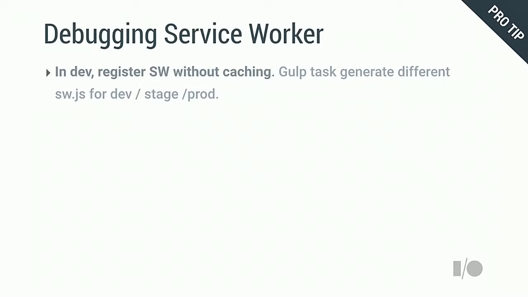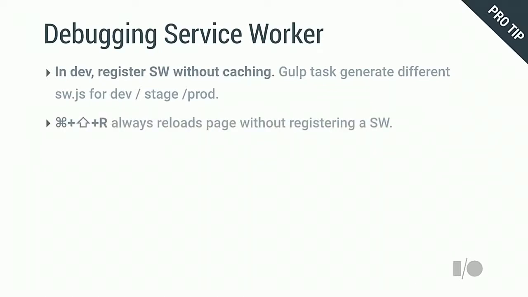So the first thing is, if you're developing, do not turn on caching. Do not use the cache API. For us, we actually have a couple of gulp tasks that generate different versions of Service Worker for our development environment, our production environment, and our staging environment. And for dev, we basically don't use caching, so we know that Service Worker is not the issue there. So we're guaranteed to have the latest file changes and all that good stuff.